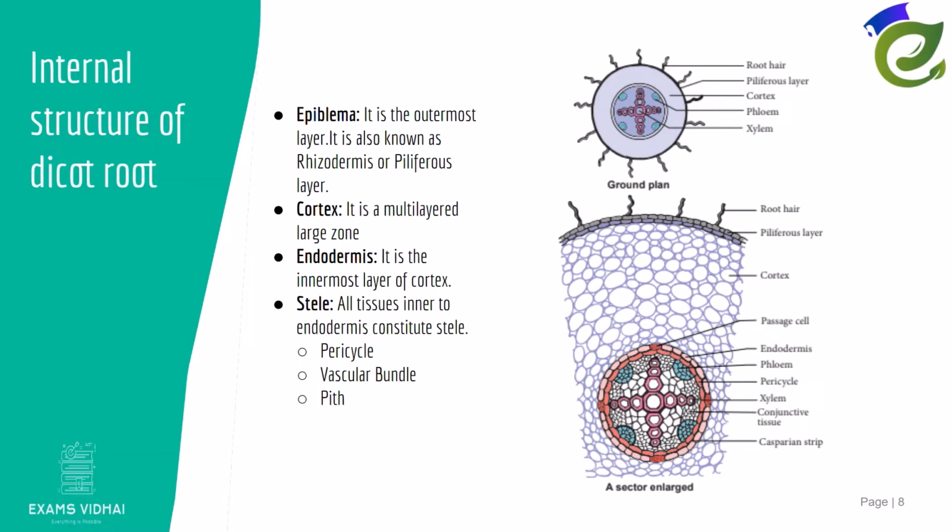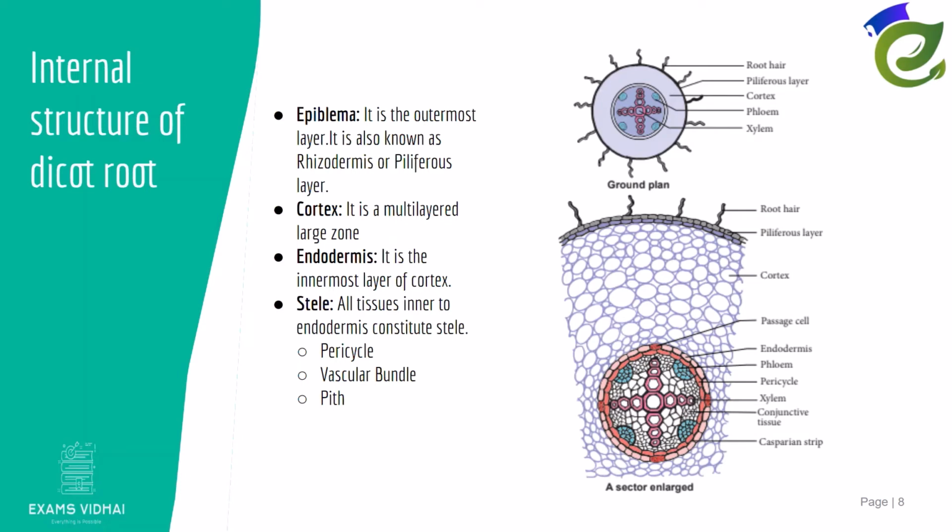Then coming to the innermost class of tissues, they are called stele. All the tissues inside the endodermis constitute stele. It basically has a pericycle and a vascular bundle. Inner to the endodermis lies a single layer of pericycle. This is the site of origin of lateral roots. And then it has vascular bundle, where the xylem is exarch and tetrarch.